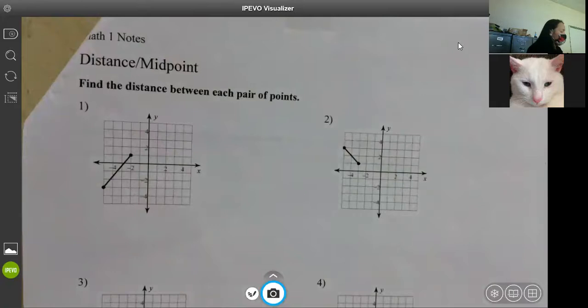All right. So we're going to do distance and midpoint, and it is not hard at all. It's actually really easy.